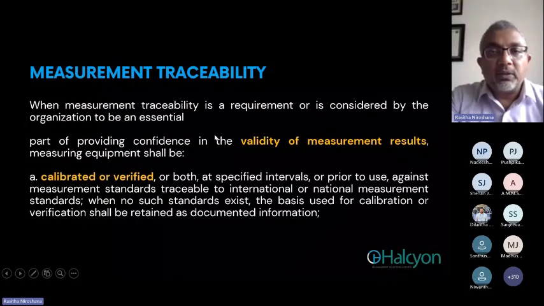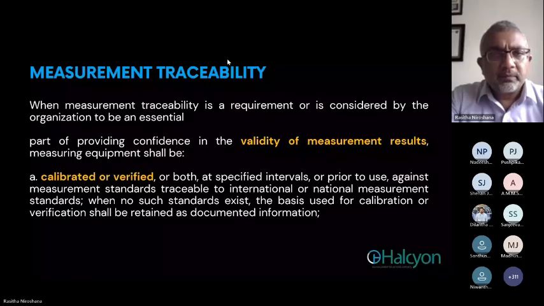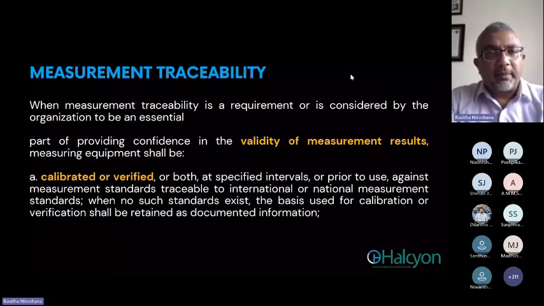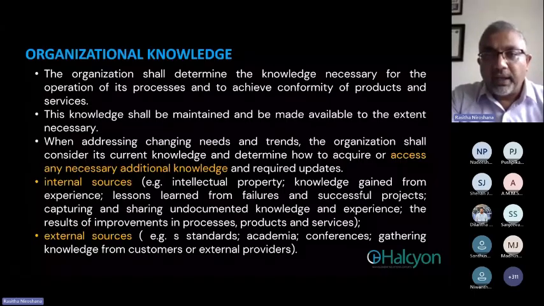So, and then we talk about measurement traceability, right? Sorry, organization knowledge. I'll come back to measurement traceability. Organization knowledge means the organization shall determine the knowledge necessary for the operation of its processes and to achieve conformity of products and services. The knowledge shall be maintained and made available to the extent necessary. When addressing changing needs and trends, the organization shall consider its current knowledge and determine how to acquire or access any necessary additional knowledge and required updates.